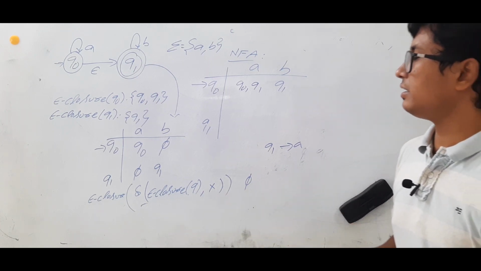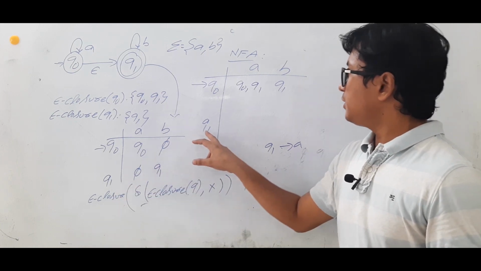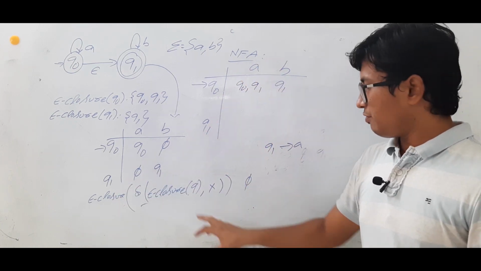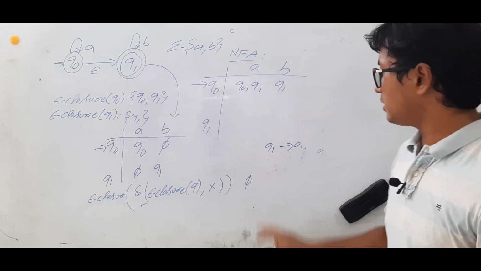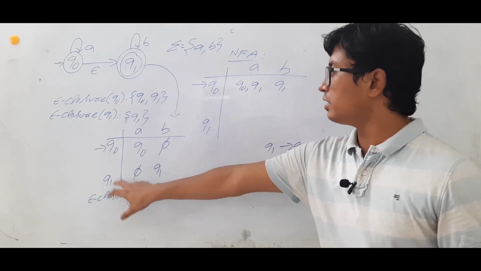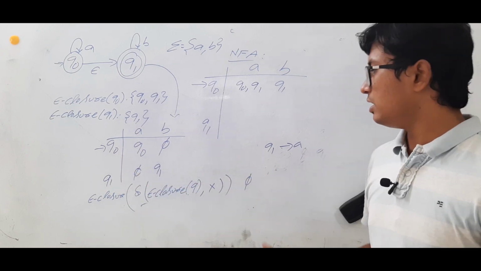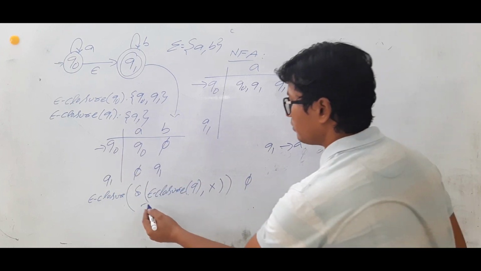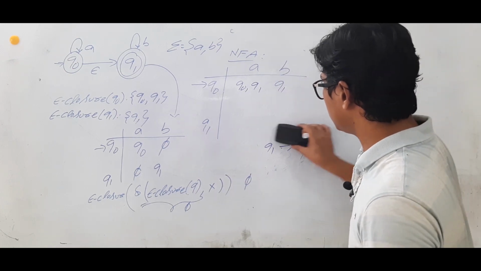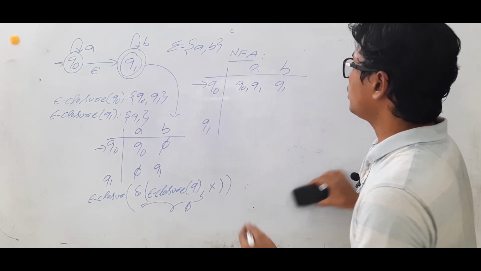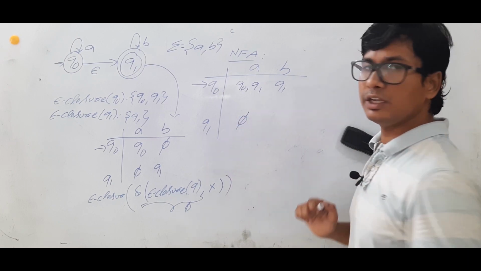Please remember again. I need to calculate Q1 on A. First I will calculate epsilon closure of Q1. What is the epsilon closure of Q1? It is Q1. Q1 on A, is it going anywhere? No, so in total I will get phi. Epsilon closure of phi is phi only. So the meaning is that even in the NFA, Q1 on A is not going anywhere.